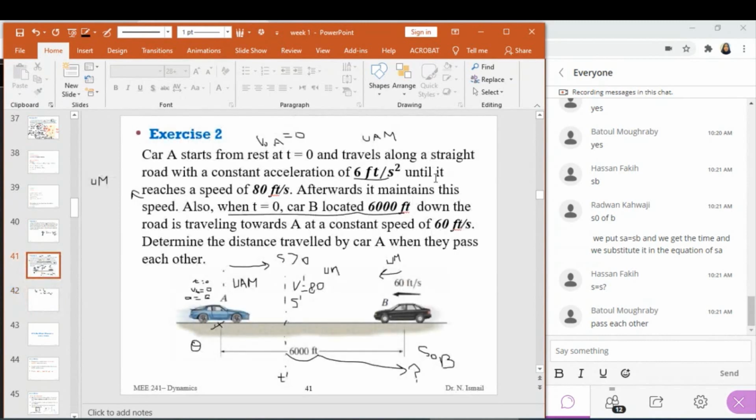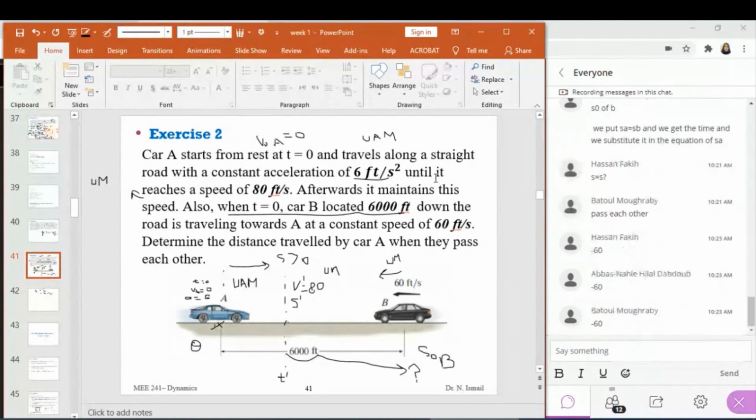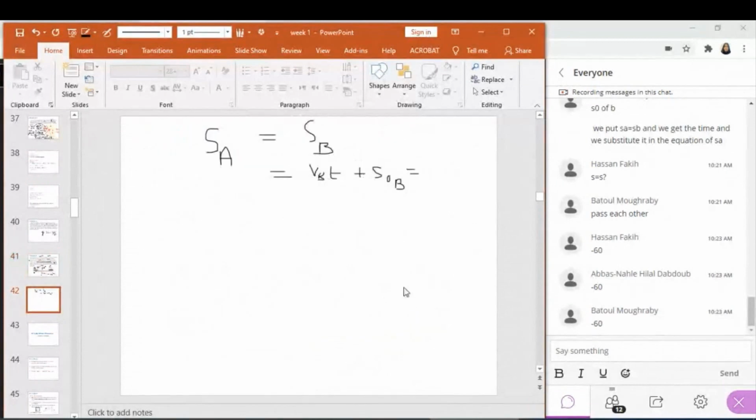What do you think, guys? Is it 60t or minus 60t? Minus, of course, because S is positive to the right and the velocity is negative, right? It's moving to the left, right? So I don't have any problem for SB. It is minus 60t plus 6,000.